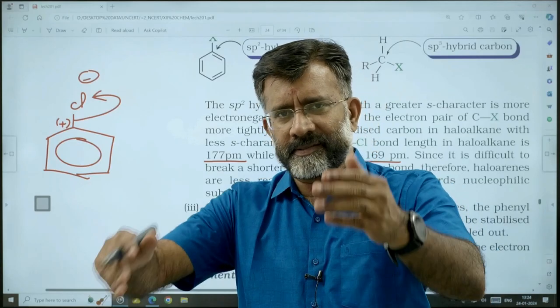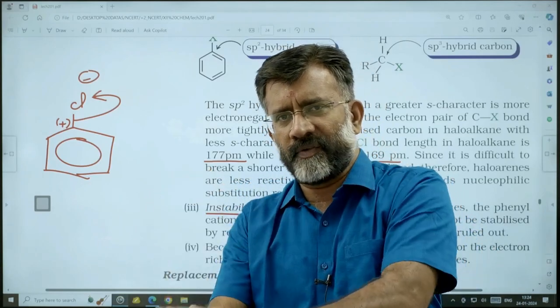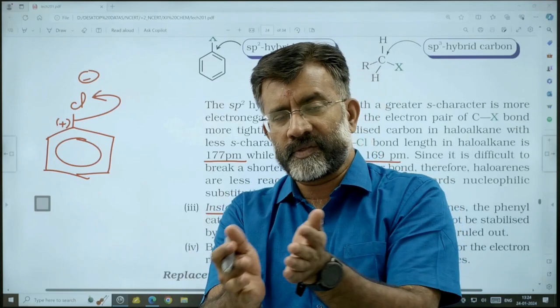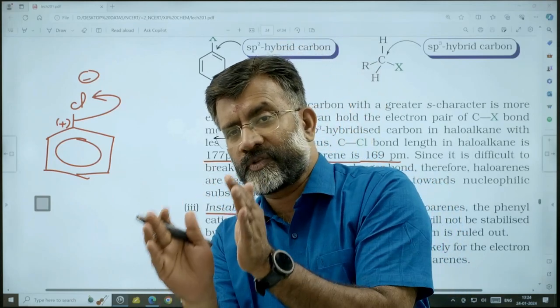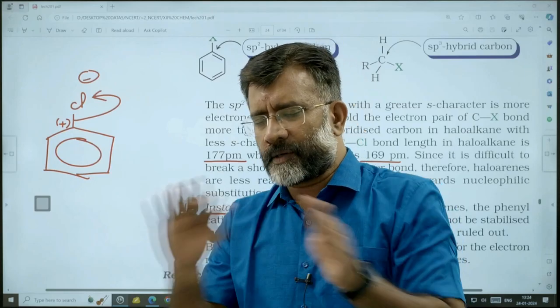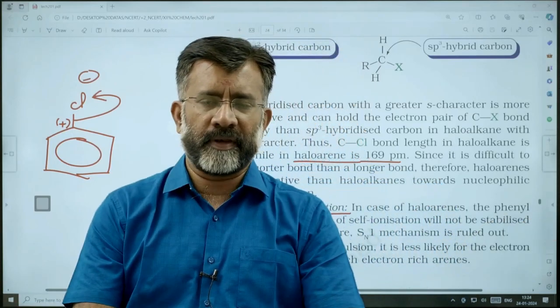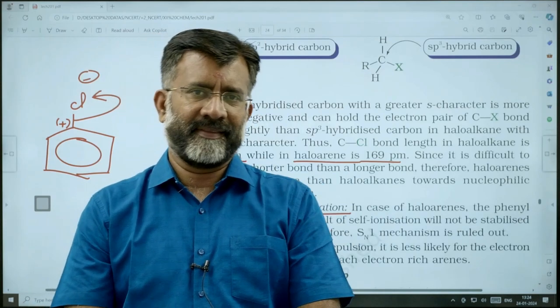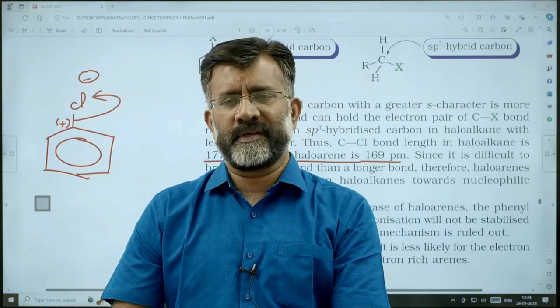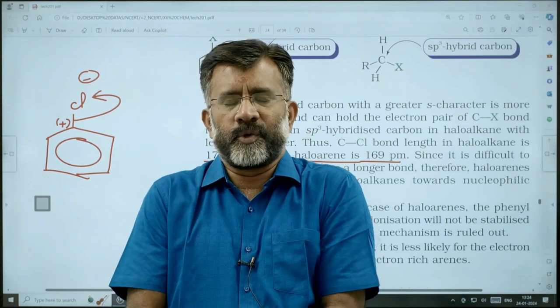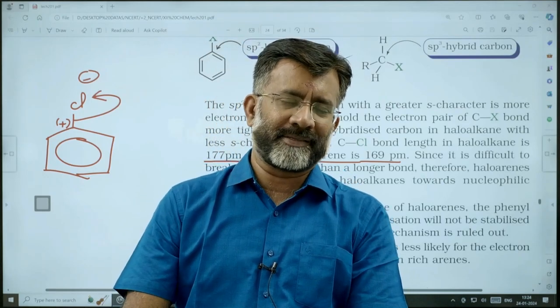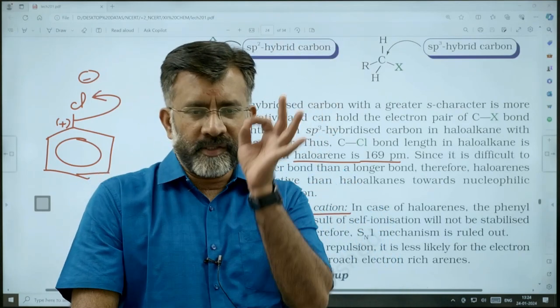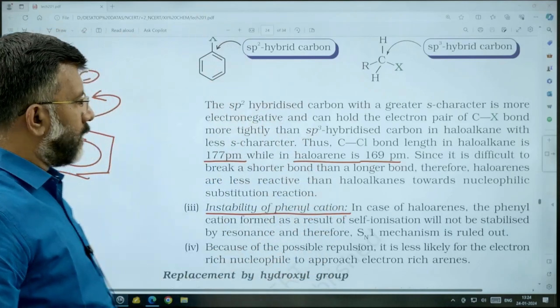So if it is an SN reaction, whether SN1 or SN2, only SN2 is possible. We cannot talk about SN1 because phenyl carbocation is never formed. It loses the aromaticity and you don't find the carbocation being stabilized. So instability of phenyl carbocation is another reason.